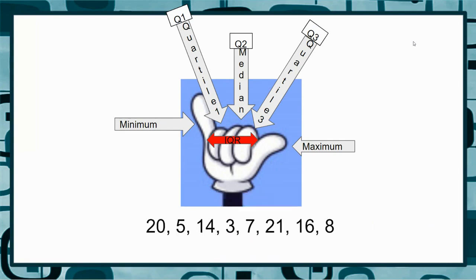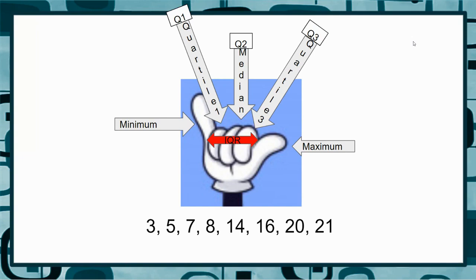Let's take a look at another data set: 20, 5, 14, 3, 7, 21, 16, 8. This data set has 8 pieces of data. What's the first thing we need to do with this data? Put it in order. You're exactly right.